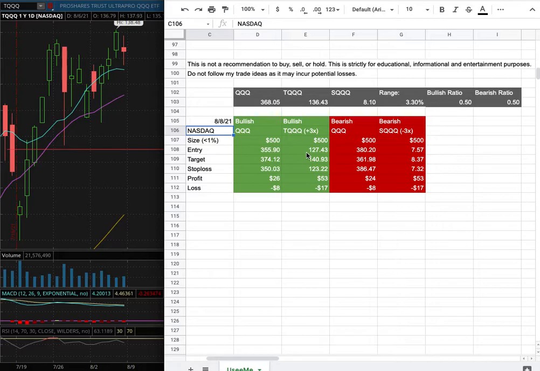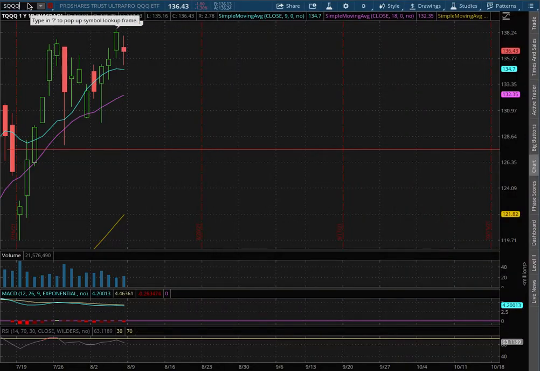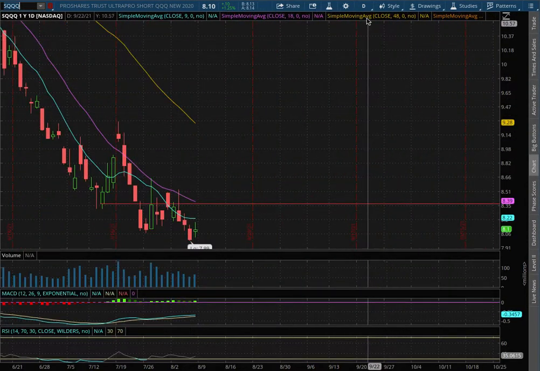My entry into it is at $127.43. My sell target is at $140.93. And my stop loss is at $123.22. And as for SQQQ, on Friday it closed above 1.3%.